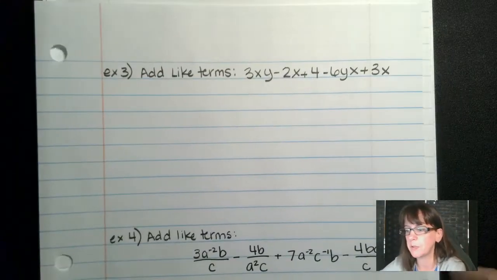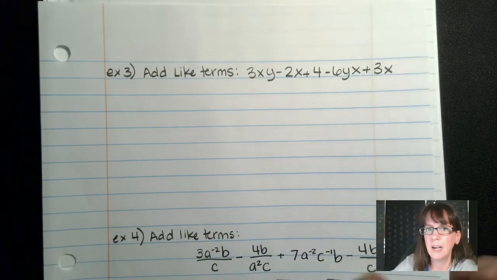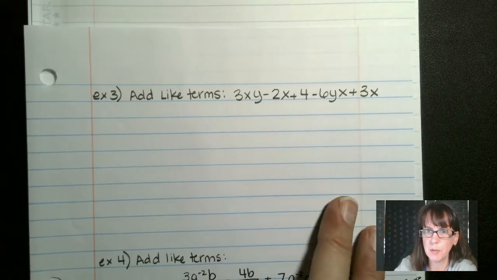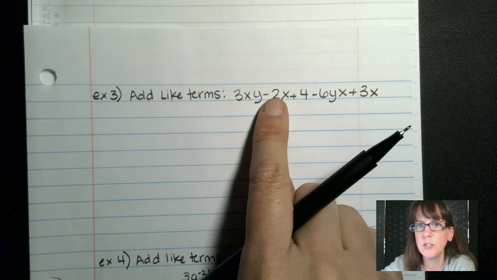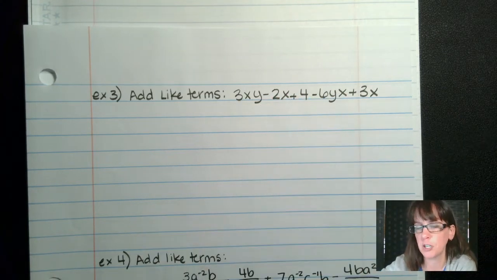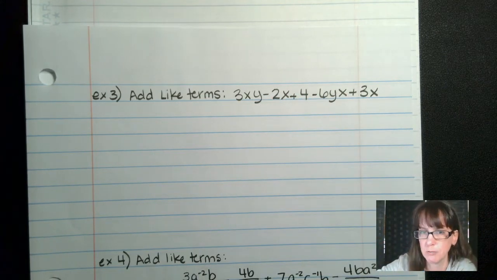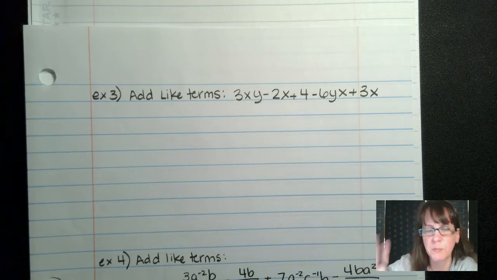All right, so let's compare now like terms. Here we go for example 3. We want to add like terms. You'll get in the habit of this as you're copying it from your book, but this is what it looks like exactly in the book. You'll see that there's 1, 2, 3, 4, 5 different chunks here. Chunks are broken up by addition, subtraction, right? They're technically called terms, but whatever, chunks.